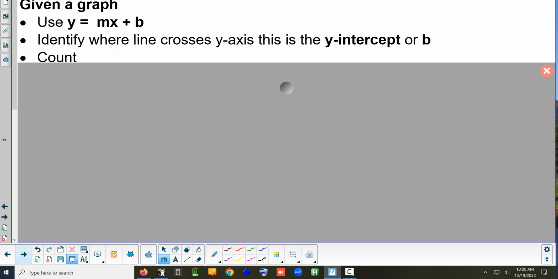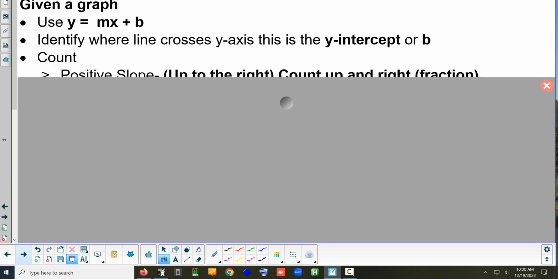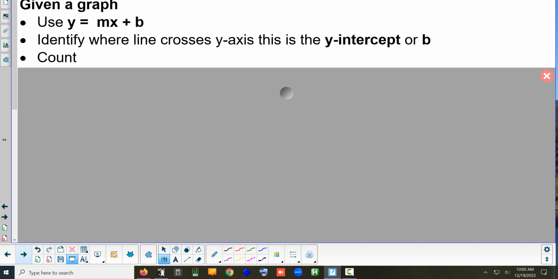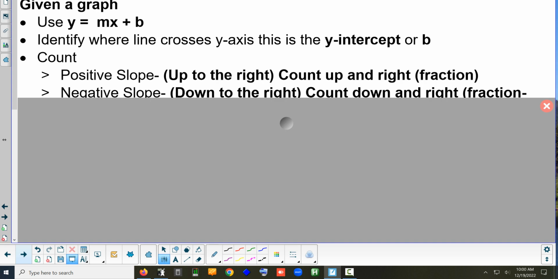So the y-intercept, that one's pretty easy to get because you don't have to calculate anything. You just have to look at the picture and see where it crosses. Now, the third step is to count. We're going to count because now we have to find the slope. And we're going to use rise over run.